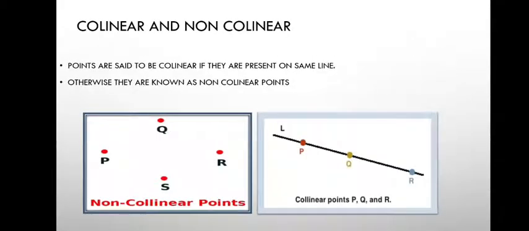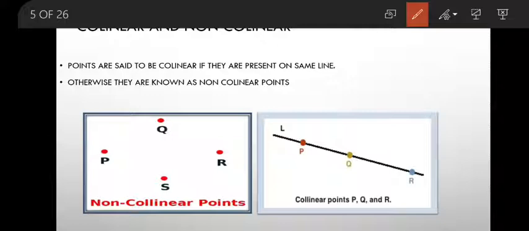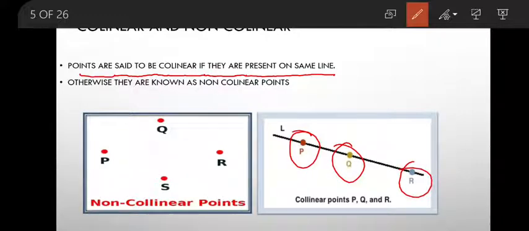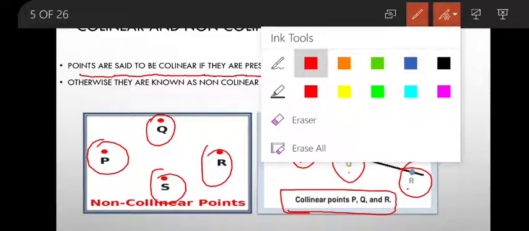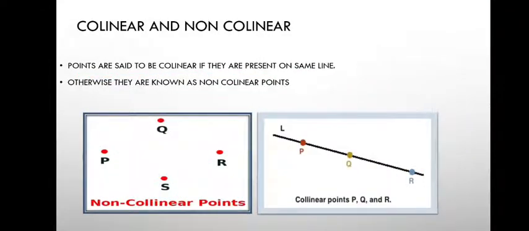Let's move forward. Collinear and non-collinear points. Points are said to be collinear if they are present on the same line. Otherwise, they are known as non-collinear points. As you can see clearly in the figure, points P, Q, R are present on the same line L. So we can call these points collinear. While points P, Q, R, S are non-collinear, as they are not present on a single line.